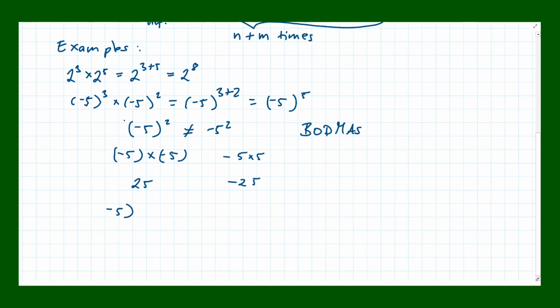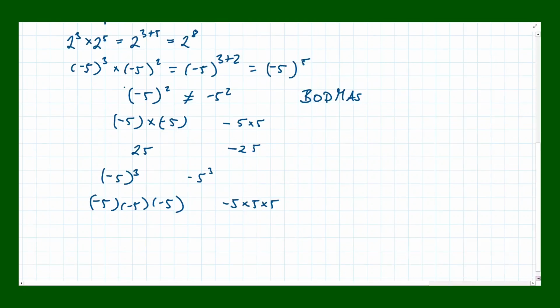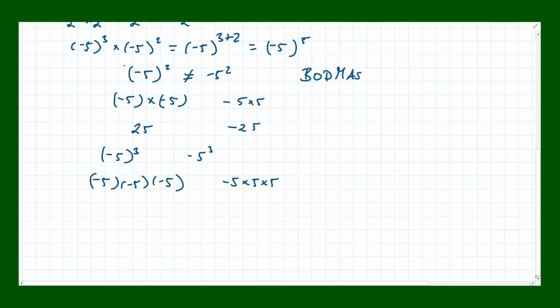Well, let's compare these two. So it's negative 5 times negative 5 times negative 5, and this is negative 5 times 5 times 5. Well, as a matter of fact, I'm multiplying two negative numbers together. That's going to give me positive. But then I'm multiplying a positive and a negative together, so the final result will be a negative number. 5 times 5 is 25, 5 times 25 is 125. So, and again, this is 125 and the negative sign out.